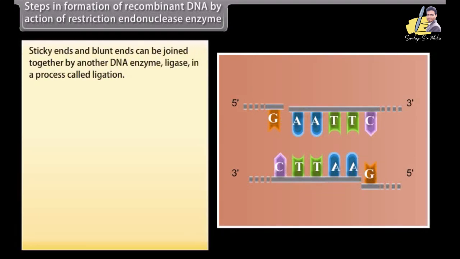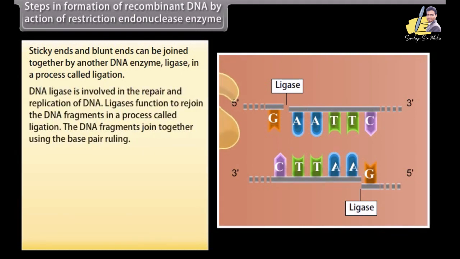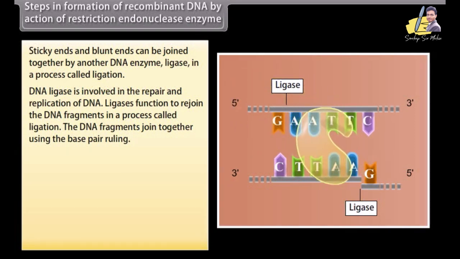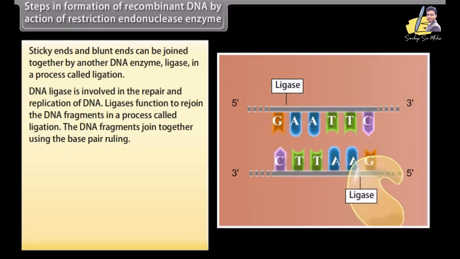Sticky ends and blunt ends can be joined together by another DNA enzyme, ligase, in a process called ligation. DNA ligase is involved in the repair and replication of DNA. Ligases function to rejoin the DNA fragments in a process called ligation. The DNA fragments join together using the base pair rule.